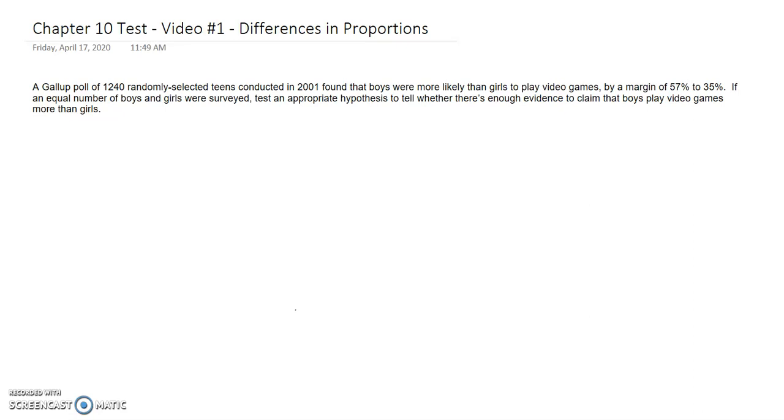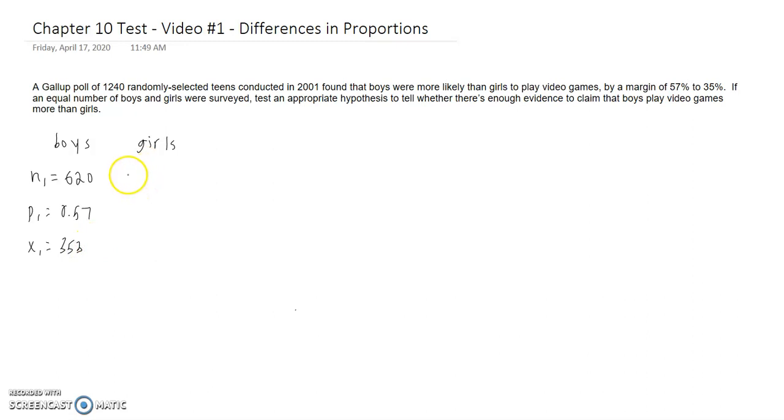So let's start off working through this problem by outlining our parameters. We have two different samples. We have our boys and we have our girls. So we know the sample size is just going to be half of our 1240 because there's an equal number of boys and girls. So that comes out to 620. And it states how our proportion is 57% or 0.57. And our number of successes is just going to be the product of our sample size and our proportion. So 620 times 0.57 comes out to be 353.